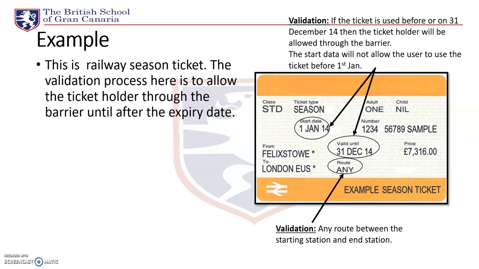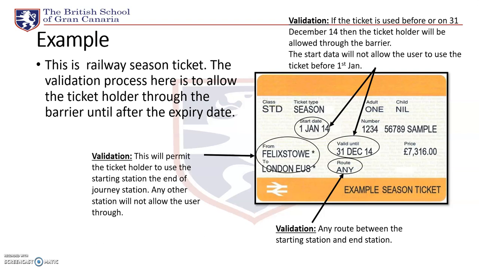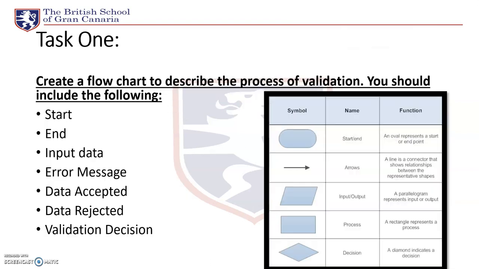So the next check is whether there's a route that it's supposed to take. Now it can take any route. So any route that the person wants to follow, they can use. It's no problem at all. The next validation is it will permit the ticket holder to go from these stations and to these stations. No other station will be allowed. So that's 3 validation processes that will take place.